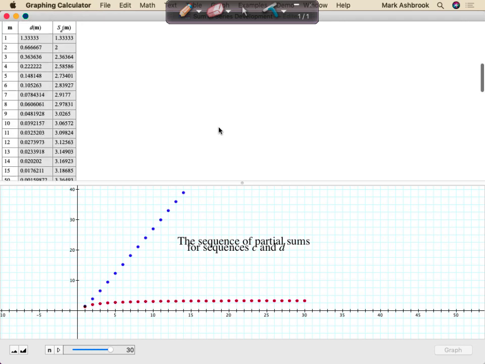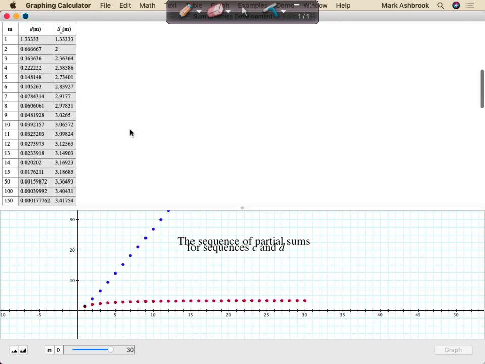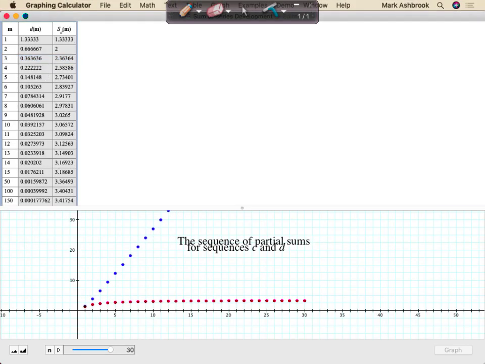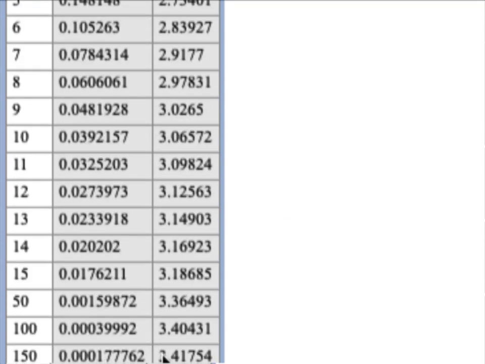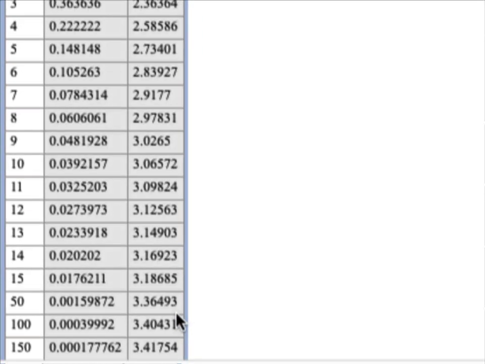So here is the table of partial sums for this sequence. Let's zoom in on that. These are the partial sums: 1.33, then add the first two terms, 2, add the first 3 terms, add the first 4 terms. The sum of the first 11 terms is 3.09. Sum of the first 15 terms, 3.18. Sum of the first 100 terms, 3.4. And then 150, 3.41. So to what degree of certainty do we have here when we get to the 100? Is that a little clearer?